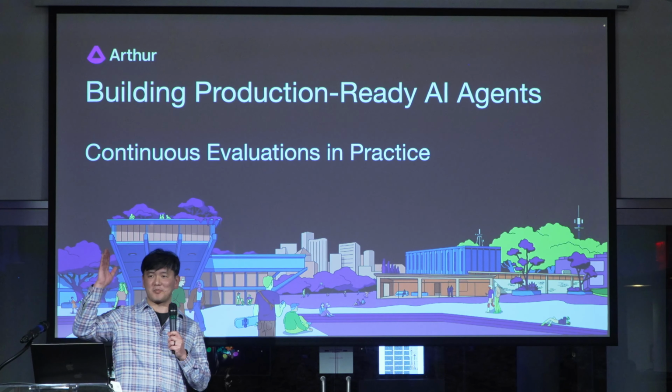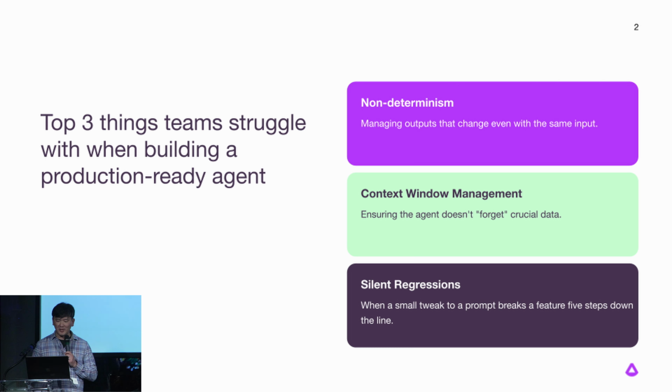So not really surprising, because in traditional software you don't have the types of problems that you see here, including your output being non-deterministic even with the same input, or your agent forgetting crucial context in the memory, or making a very, very small tweak in your prompt, affecting and breaking features in completely unexpected ways.